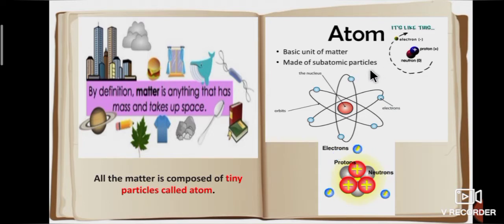What are they? Proton, neutron and electron. They are called subatomic particles. In the center is the nucleus. Proton and neutron are present in the nucleus. Electrons are negatively charged. Proton is positively charged. Neutron has a neutral charge. So the basic unit of matter is called atom. Subatomic particles are proton, neutron and electron.